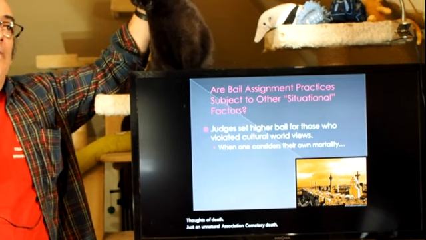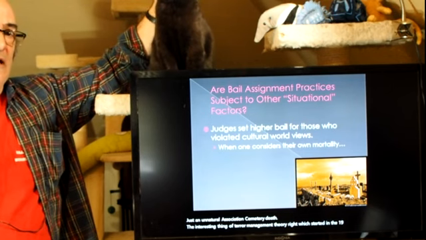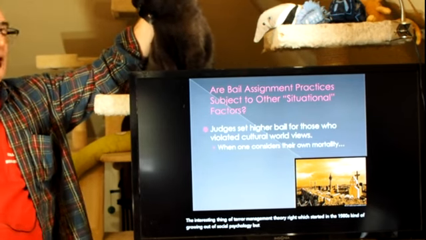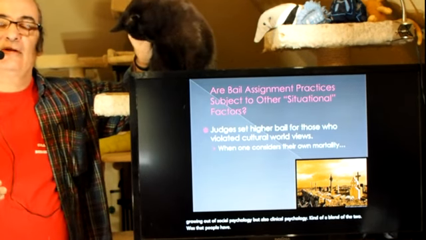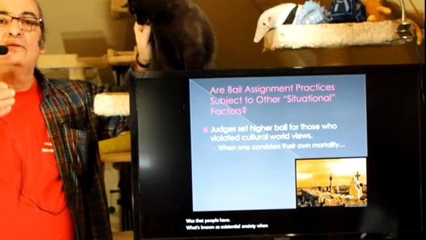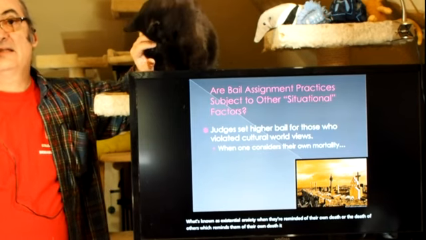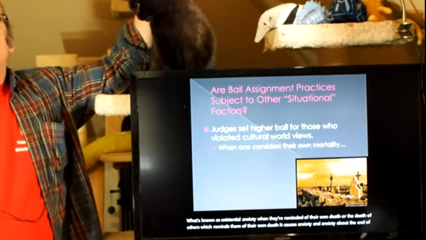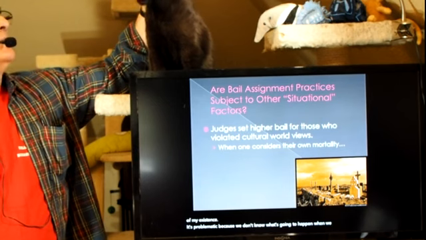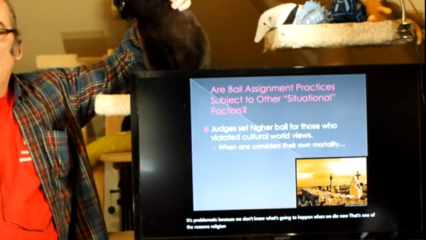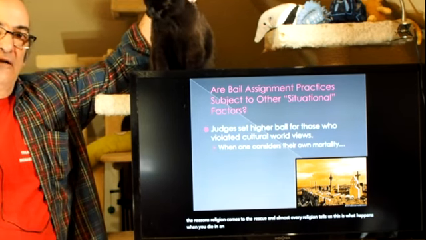The interesting thing about terror management theory, which started in the 1980s, growing out of social psychology but also clinical psychology, a blend of the two, was that people have what's known as existential anxiety. When they're reminded of their own death, or the death of others, which reminds them of their own death, it causes anxiety about the end of my existence. It's problematic because we don't know what's going to happen when we die.